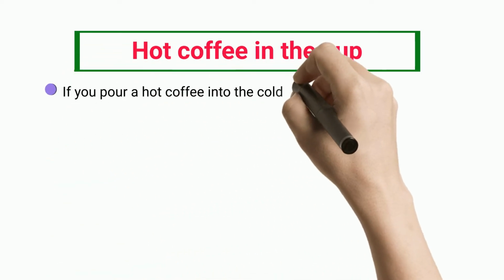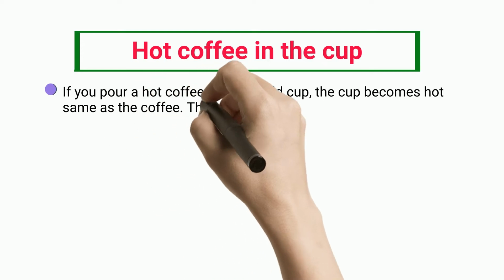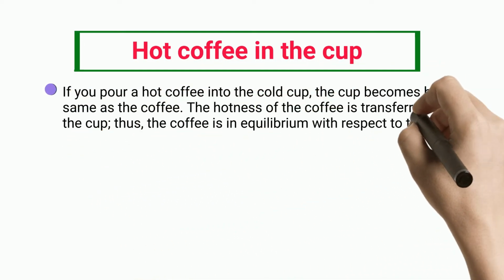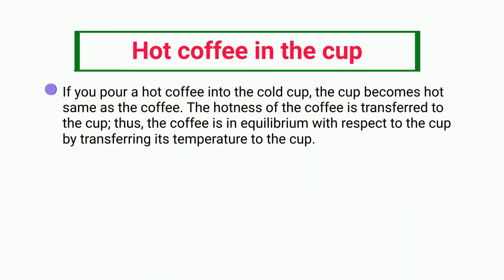Hot coffee in the cup. If you pour hot coffee into a cold cup, the cup becomes hot, same as the coffee. The hotness of the coffee is transferred to the cup, thus the coffee is in equilibrium with respect to the cup by transferring its temperature to the cup.